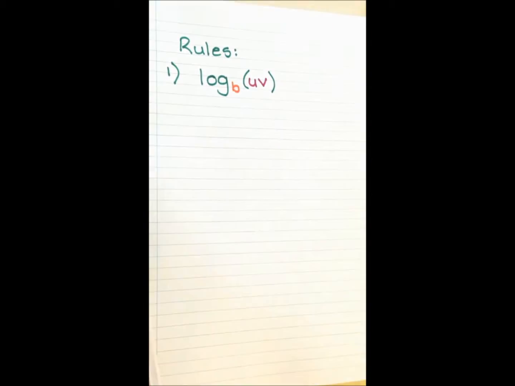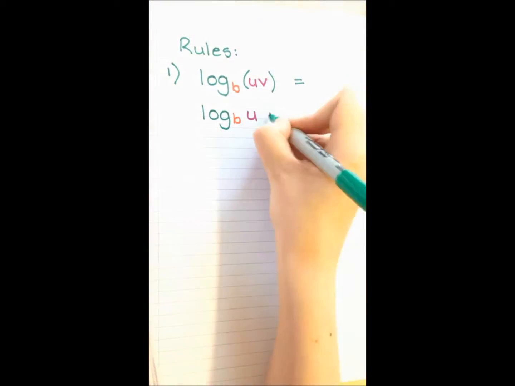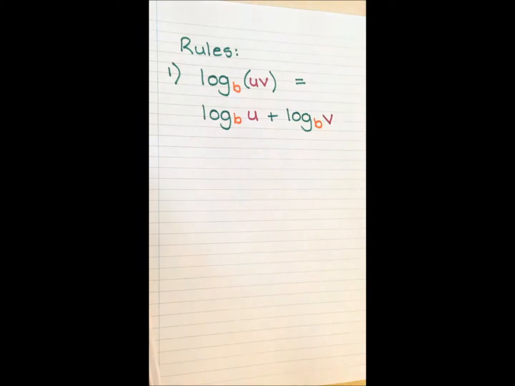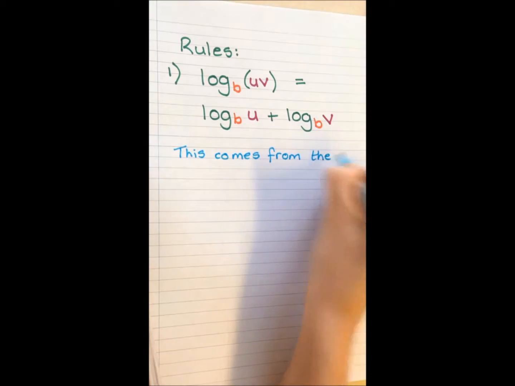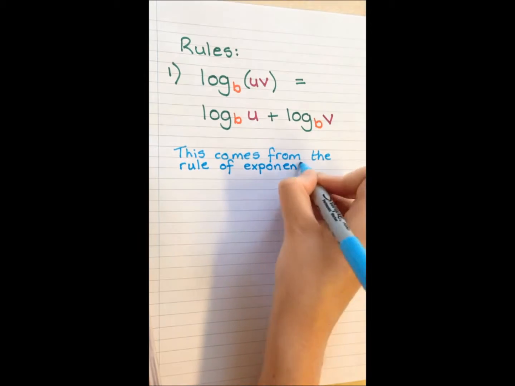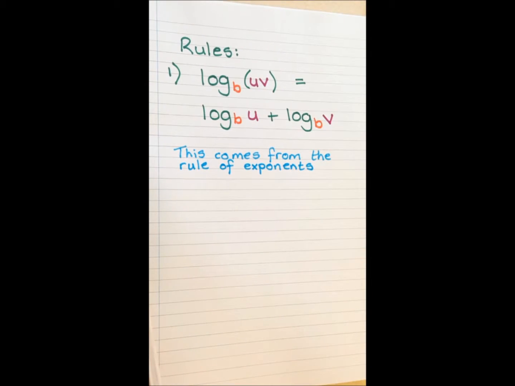First, log of uv to base b is equal to log u base b plus log v base b. This is because b to the power of u times b to the power of v is equal to b to the power of u plus v.